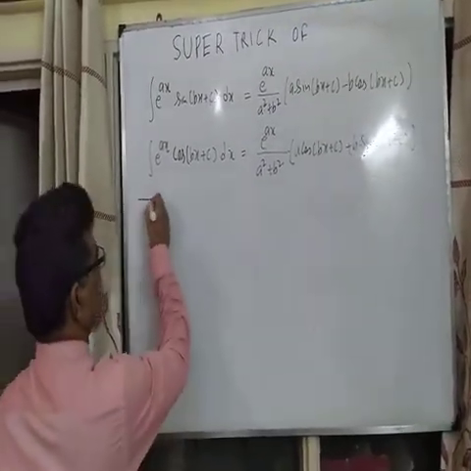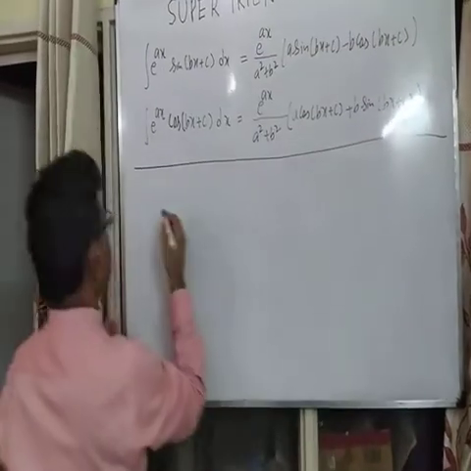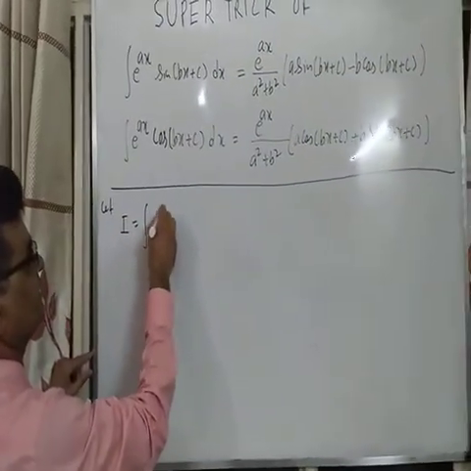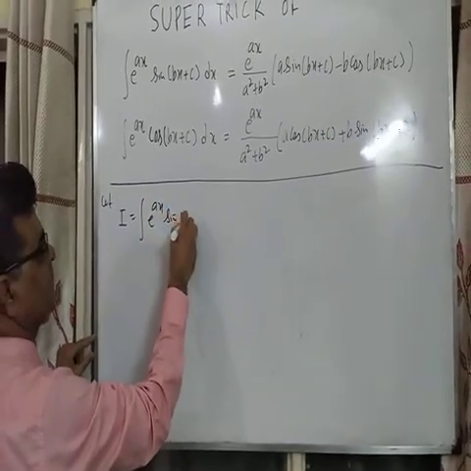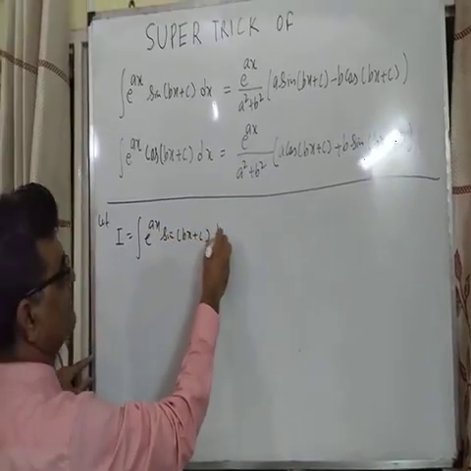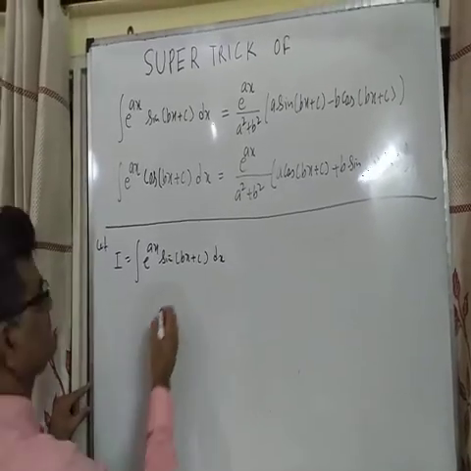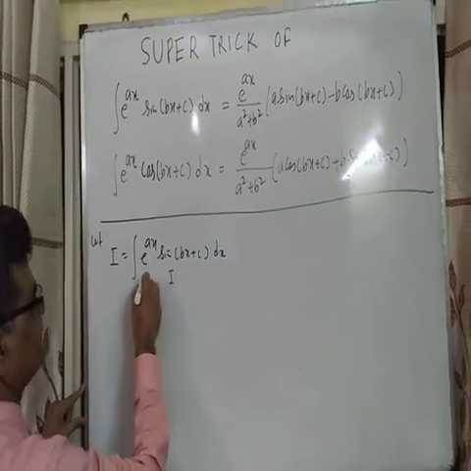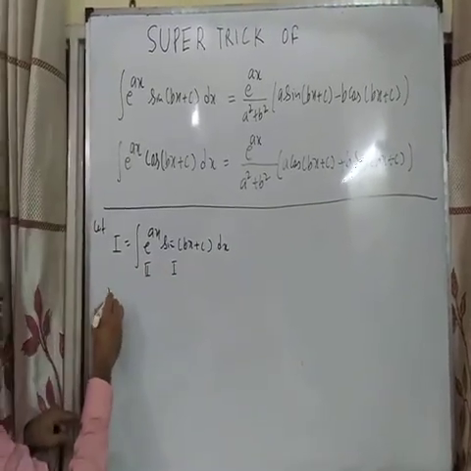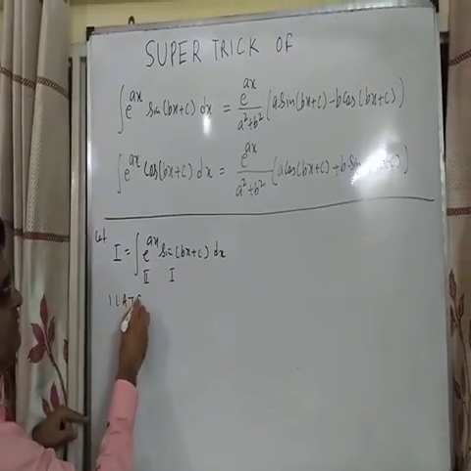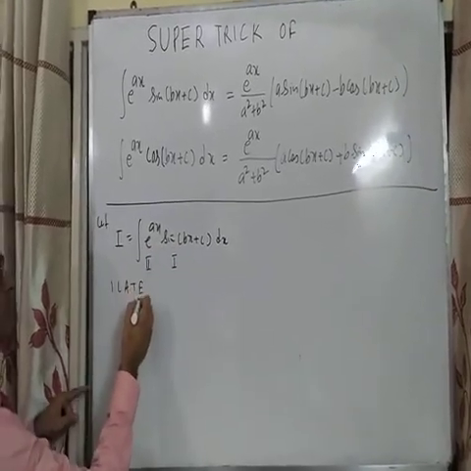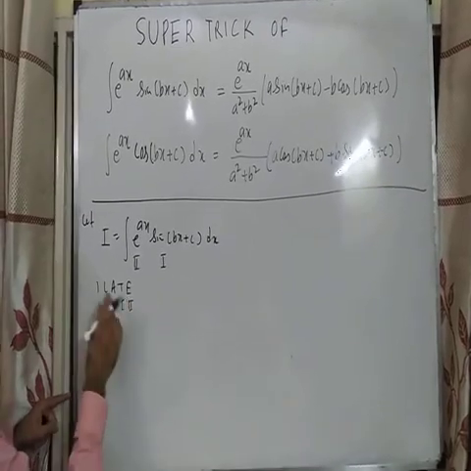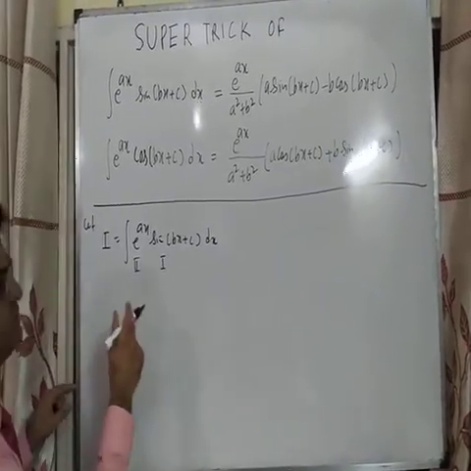So I'm starting with this. Let I be equal to the integral of e to the power ax sin(bx plus c) dx. We take sin(bx plus c) as the first function and e to the power ax as the second function, because as per the ILATE rule, the exponential function comes last and the trigonometric function comes first. So we are using this to find the solution of this equation.